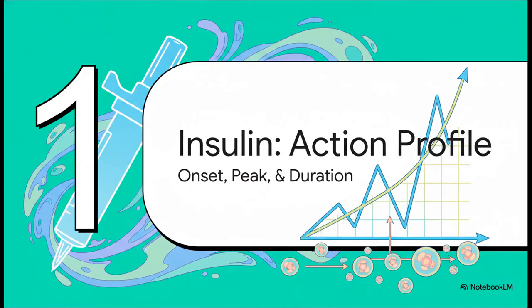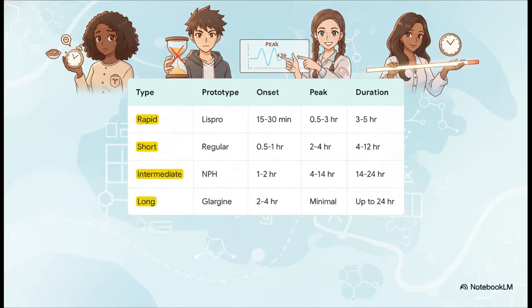And listen, if you take one thing away from this whole guide, it has to be this action profile. Seriously, understanding onset, peak, and duration isn't just about passing a test. It's what stands between safe nursing care and a potentially fatal mistake. Think of this table as your Bible for insulin safety. Onset tells you when it starts to kick in, which is your signal to make sure that food tray is right in front of the patient. But the peak, that's the danger zone. That's when the insulin is working its absolute hardest, and the risk for hypoglycemia is through the roof.